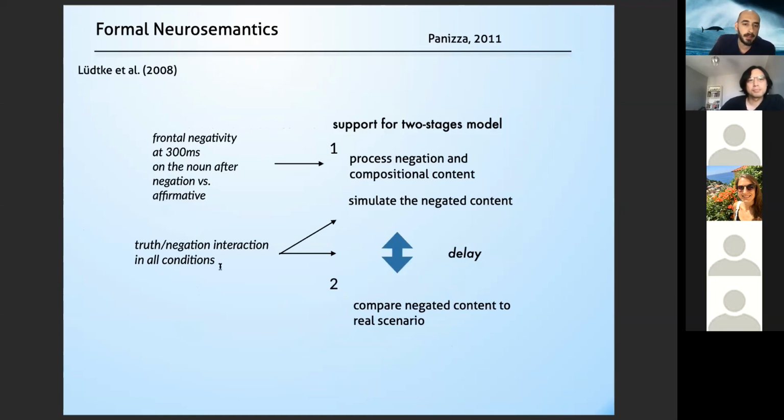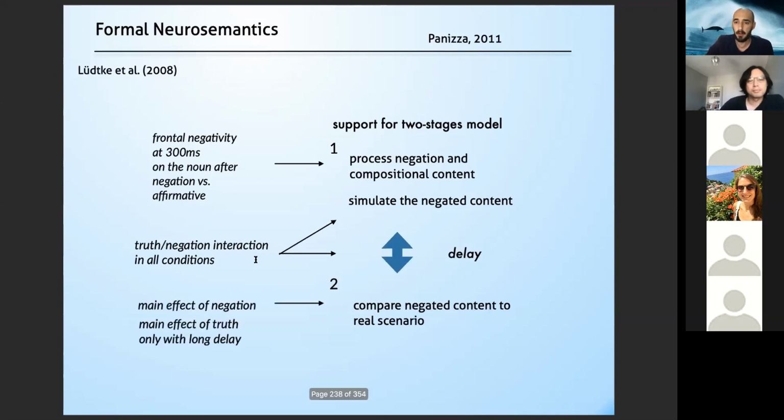And you get this truth-negation interaction in all conditions just because of the effect of priming of the word ghost. But if you have a long delay, then you actually have time to process negation, to integrate it in the meaning of the sentence, and then you can get the main effect of negation and the main effect of truth only with long delays, because it is only in this condition that you can actually build a real representation of the sentence, even of a negative sentence, and then compare the negated content to a real scenario, okay?